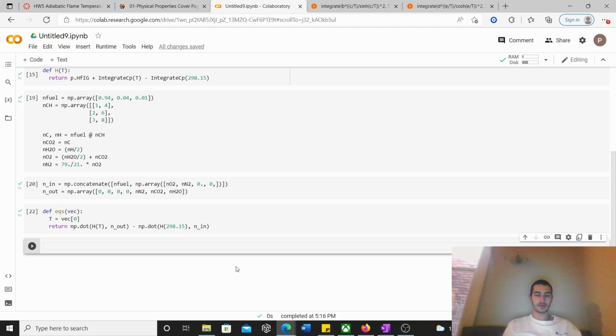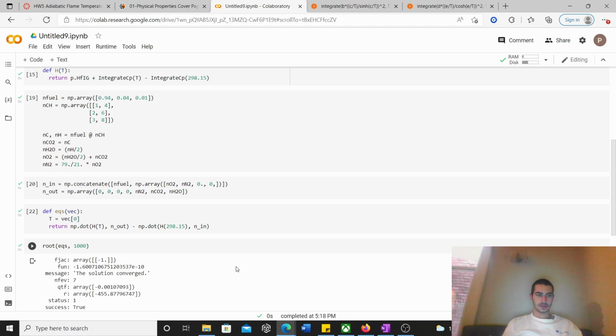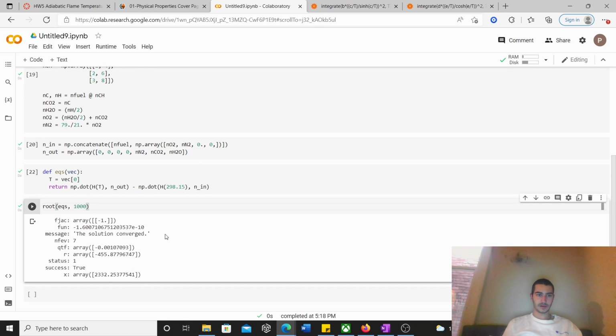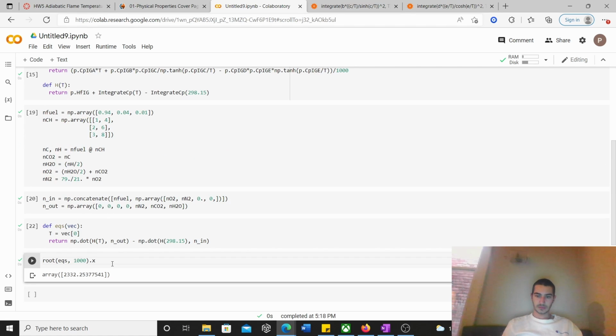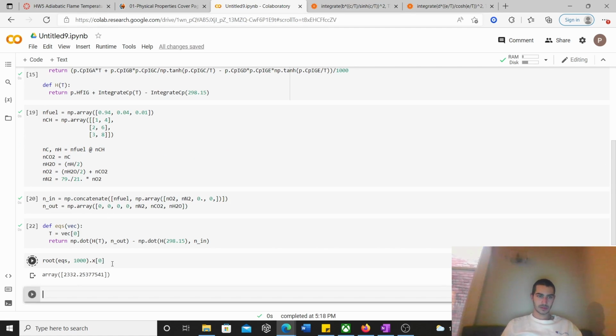And we go back, we call the root function to solve this, right? And we're going to be using equations, right? And we'll be using a guess, and let's guess 1,000 for now, right? Shift enter, and we get these values, right? And we only want the final, so we do dot x. We're given the array with the value. If we simply call it upon 0, it just gives us the value. This value is 2,332 degrees Kelvin, which is the temperature of the flame coming out at that time.